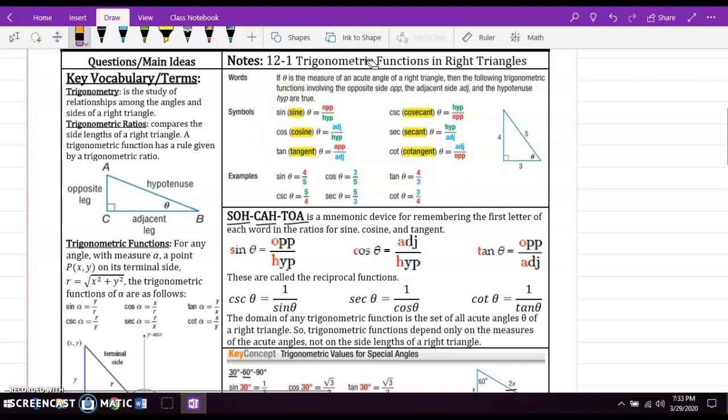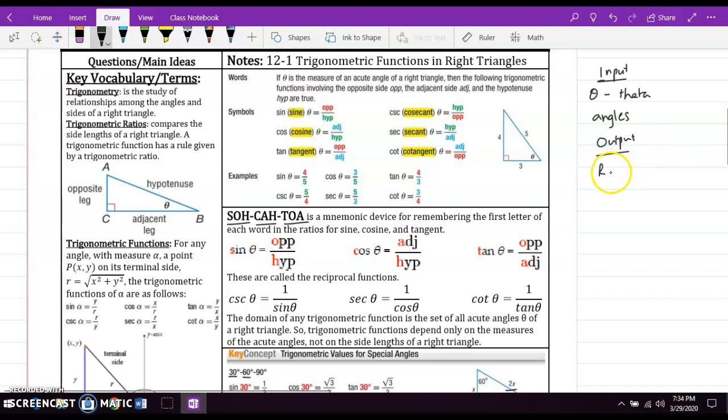Remember, a function takes an input and gives you an output, and these are just the same. The difference is that the input for a trig function we call theta, which means an angle measure. Theta is a Greek symbol. We always use it to measure angles. And so we're not inputting x, which usually means a length. We're inputting an angle, and what we're going to get out is a ratio. So the output is a ratio.